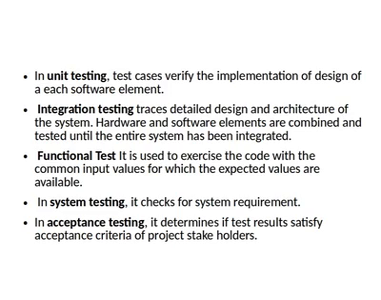Functional test is used to exercise the code with the common input values for which the expected values are available. In system testing, it checks for system requirements. And finally, in acceptance testing, it determines if test results satisfy acceptance criteria of project stakeholders. Now let us discuss in detail about these different types of testing.